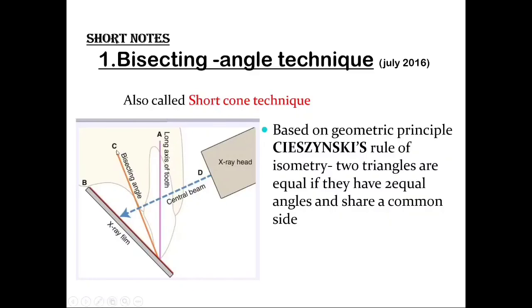You have the perpendicular bisector to this. So you can see here this central ray of the beam passes in such a way that it is perpendicular to this perpendicular bisector. And what happens over here is that once this perpendicular bisector bisects this angle, it bisects it into two equal angles. So you have two equal angles as well as a common side. That is what this rule of isometry is supposed to be.